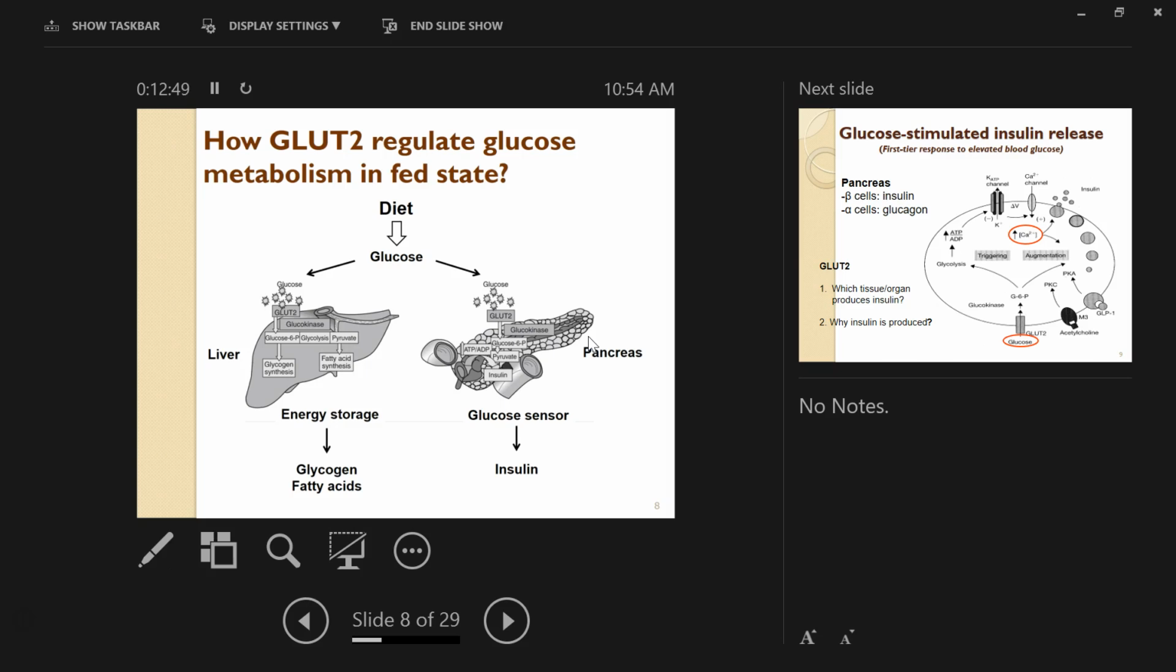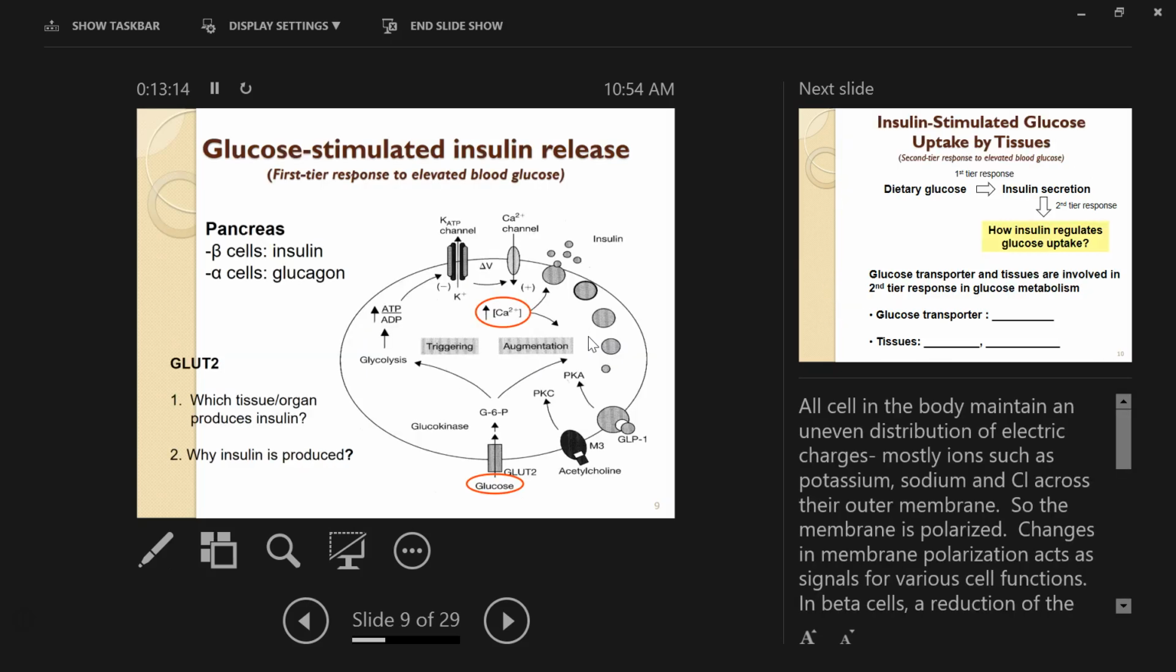And this is just how GLUT2 regulates glucose metabolism or blood glucose level in the fed condition, as I described, involving two tissues, liver and pancreas. The liver basically promotes glycogen storage in the fed condition, right? And the beta cell triggers or stimulates insulin release. And this is also an important slide. I think you want to remember how insulin is stimulated by glucose.